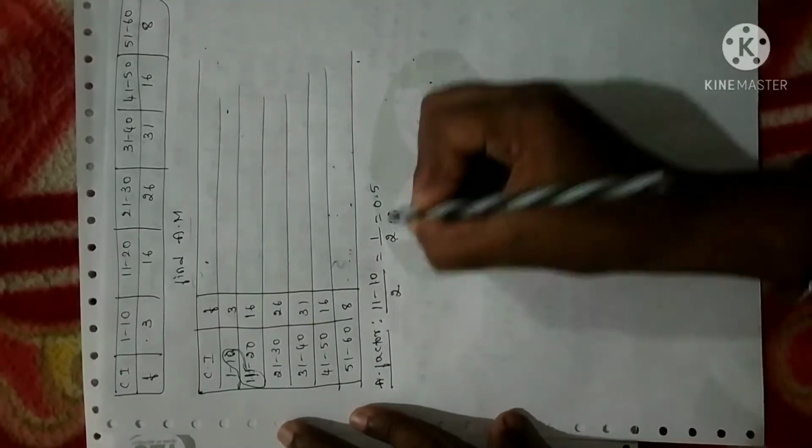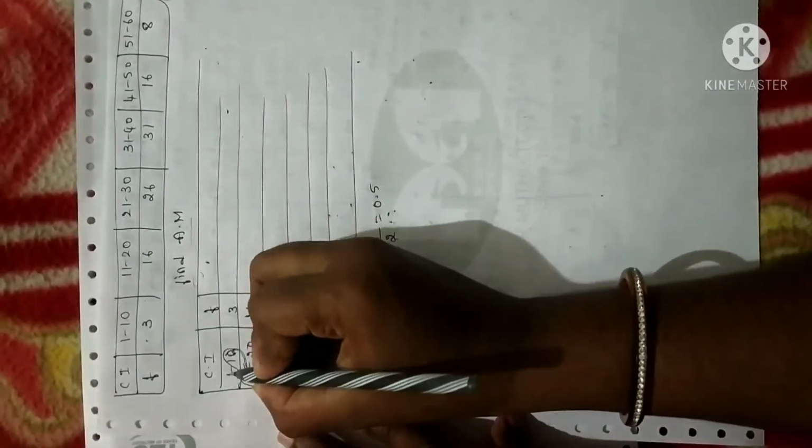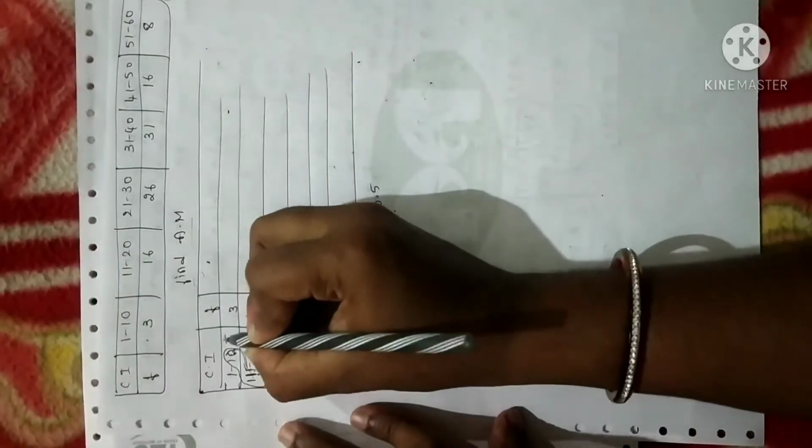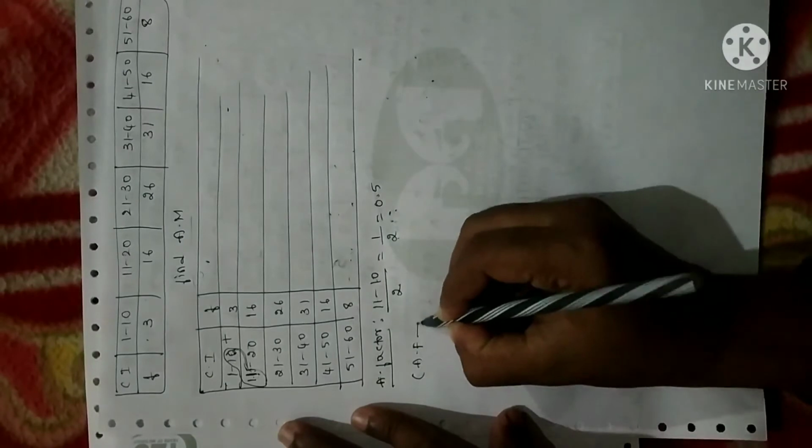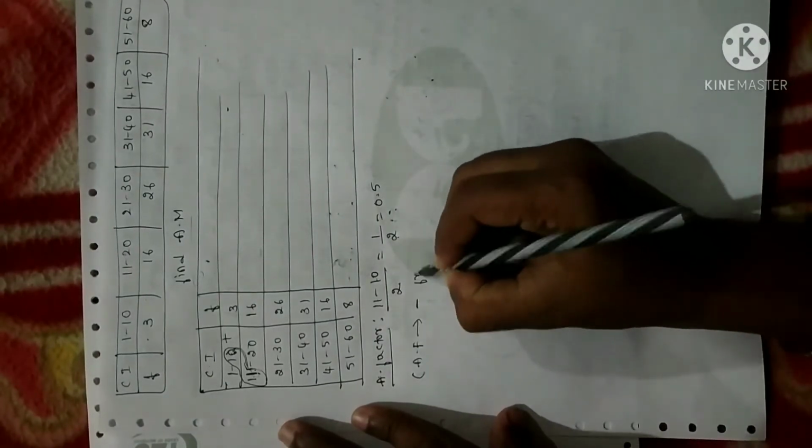Now whatever adjustment factor is obtained, you have to subtract it from the lower limit and add it to the upper limit. I am repeating once again, the adjustment factor should be subtracted from the first value.